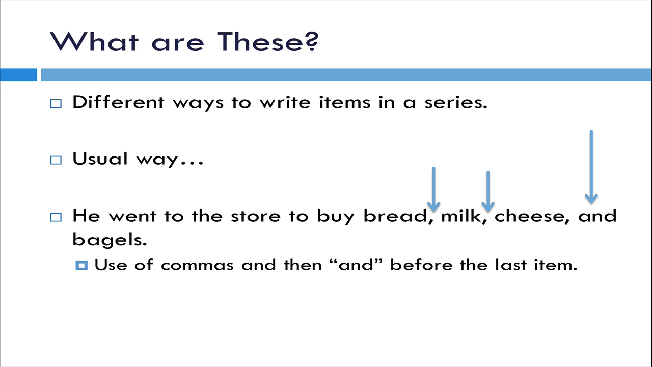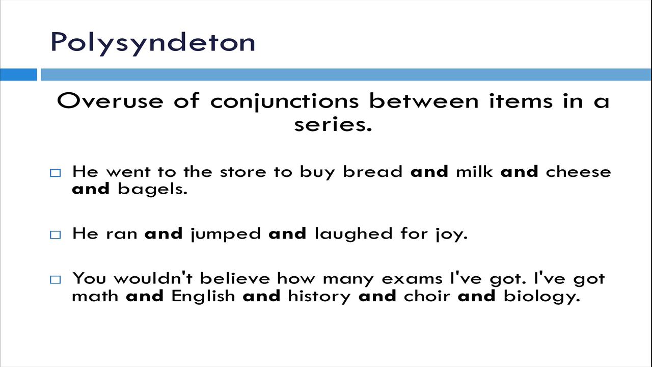Now there's always debate about whether you need that last comma before the "and" and then your last item. Our point of view is that you should always use that because at the very least you are avoiding any potential confusion. But regardless, this is the typical way that we write items in a series. We separate them with commas, and then we have a comma and then an "and" before that last item. But polysyndeton and asyndeton are two different ways to write items in a series in a different fashion.